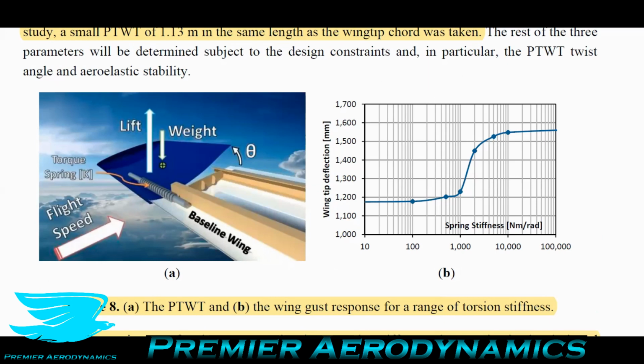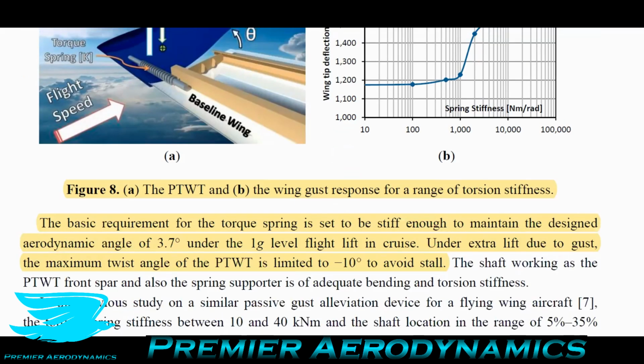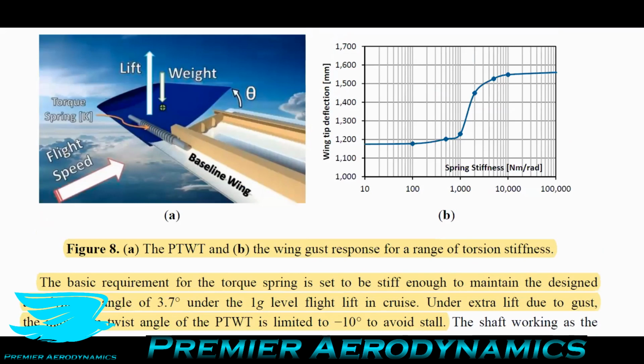Now, they have this wingtip attached to a spring to then be able to control how much this wingtip deflects, how much it rotates down. And this spring stiffness changes with deflection amount. They say that the basic requirement for the torque spring is set to be stiff enough to maintain the designed aerodynamic angle of attack of 3.7 degrees under a 1G level flight in cruise.